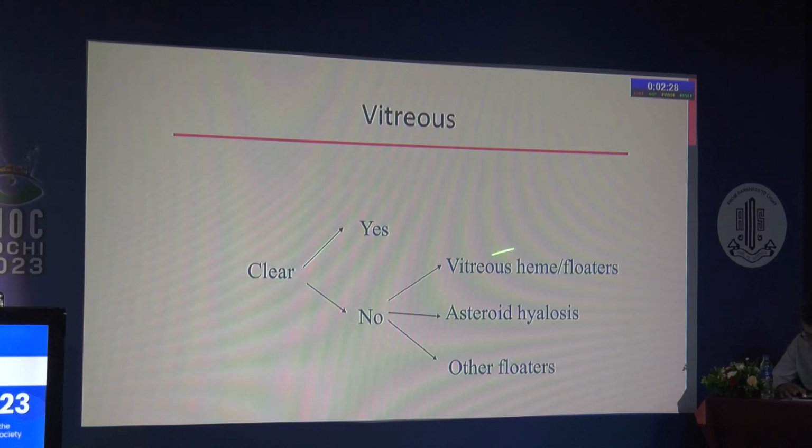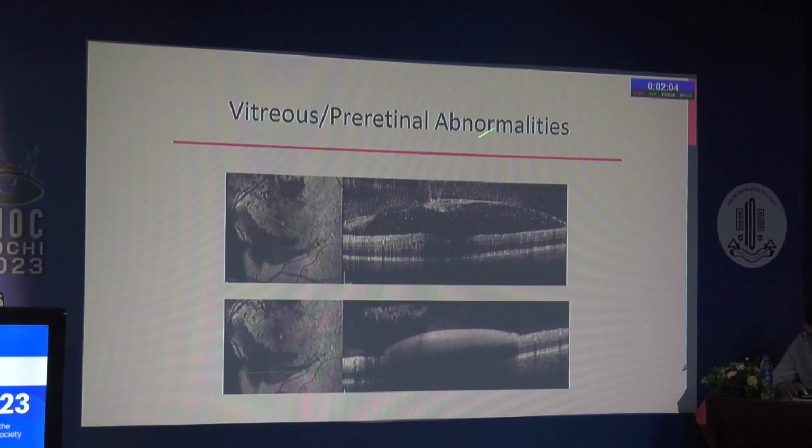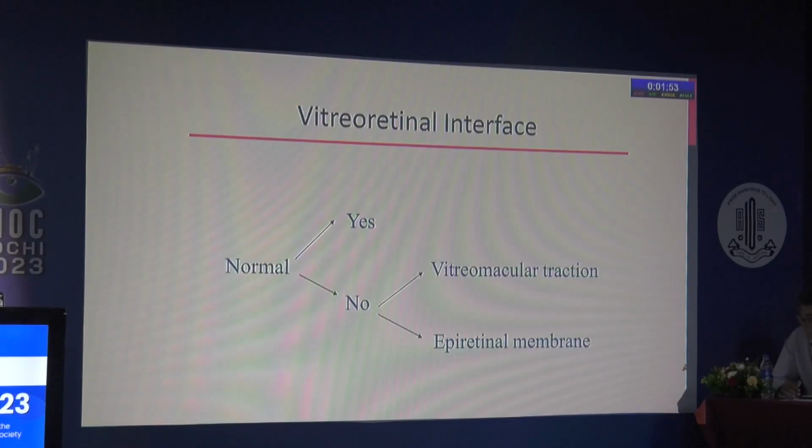So the vitreous normally is clear, but you can have floaters in the vitreous. Asteroid hyalosis gives a very interesting picture on OCT. They look like falling raindrops. And there is a large vitreous floater which is producing a shadowing effect. Preretinal abnormalities are again very important, that we always have to look for and see whether there is any traction or any thickening of the ERM. So this particularly becomes very important in diabetic patients.